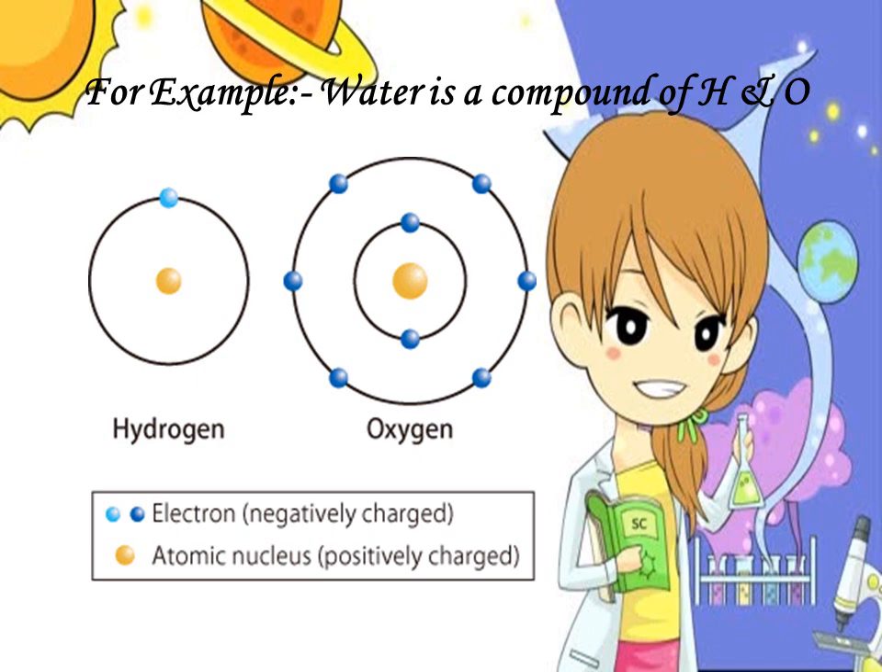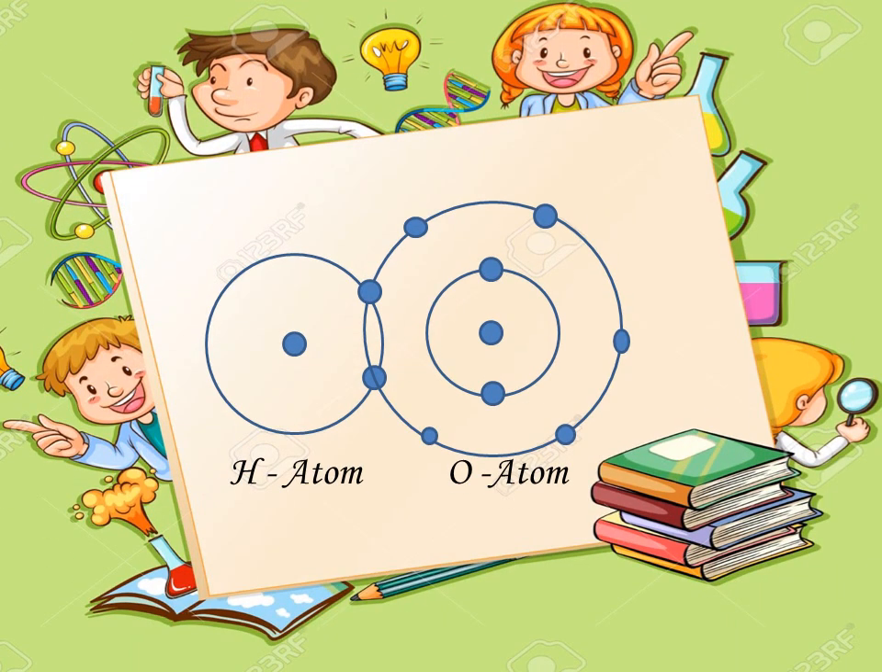Water is a compound of hydrogen and oxygen. Hydrogen has 1 valence electron and oxygen has 6 valence electrons. To complete the duplet structure and octet structure, hydrogen shares its electron with the oxygen atom. Hydrogen now has a stable duplet structure. But oxygen is not satisfying its octet rule, so it is not stable. In order to become stable, it needs 1 more electron. So how does it do that?